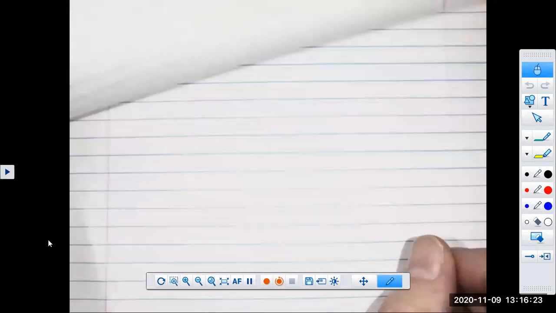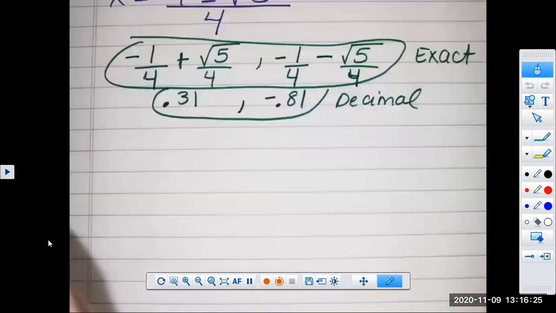Okay, the next problem we're going to look at is everybody's favorite type of problem ever. What's your favorite problem in math? Not really, but word problems.